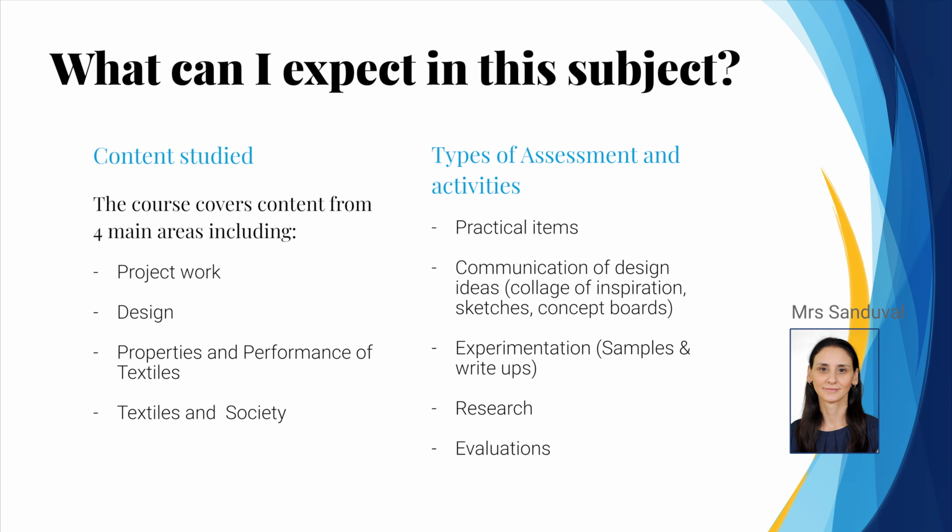What can I expect in this subject? The course content is divided into 4 main areas. You will spend at least half of the time on the project work. This includes designing, producing, and evaluating. The remaining part of the course covers design, properties and performance of textiles, and textiles and society. Design covers the work of textiles designers, elements of design, and the methods of coloration and decoration techniques. The other topic, properties and performance of textiles, covers fibers, yarns, fabrics, performance criteria, functional properties, and aesthetic aspects of textiles. Lastly, Textiles and Society covers career opportunities, sectors of the textile industry, historical and cultural perspectives of textiles, environmental impacts, and textile innovations.